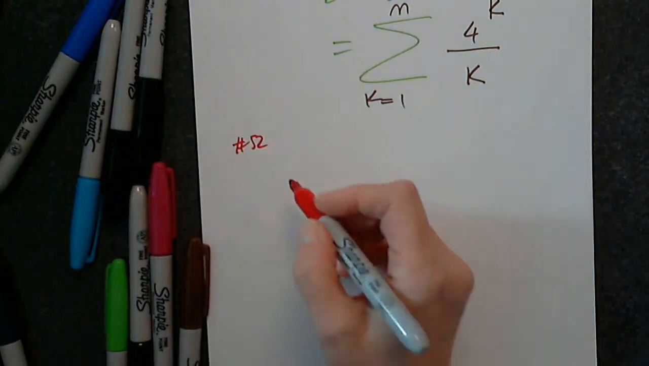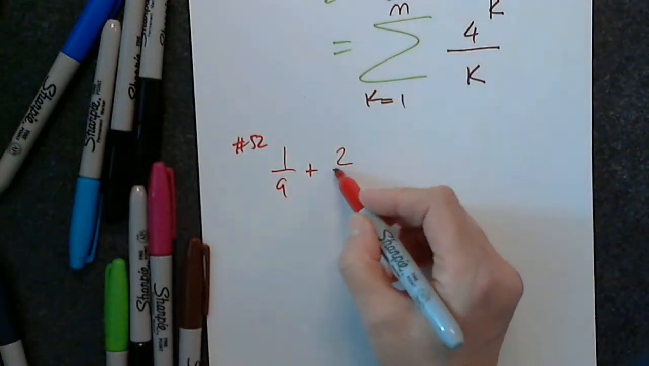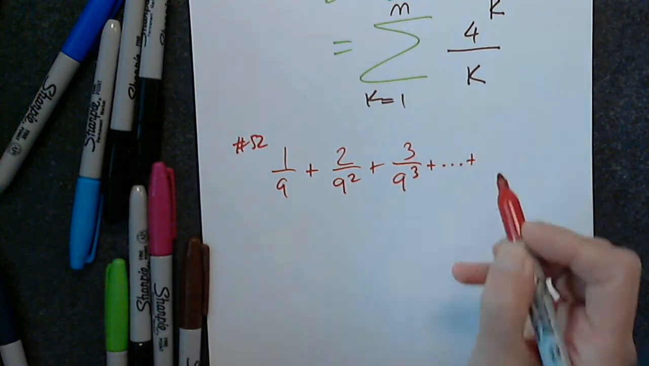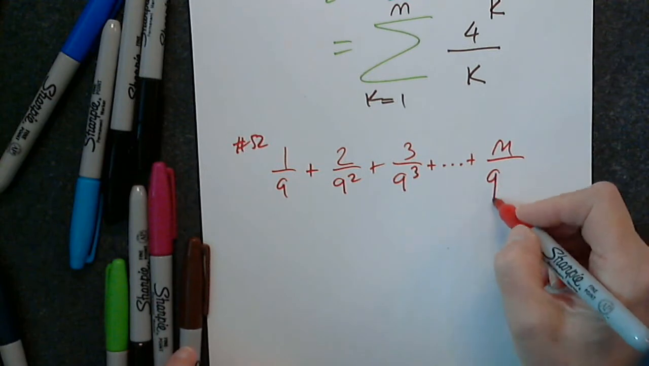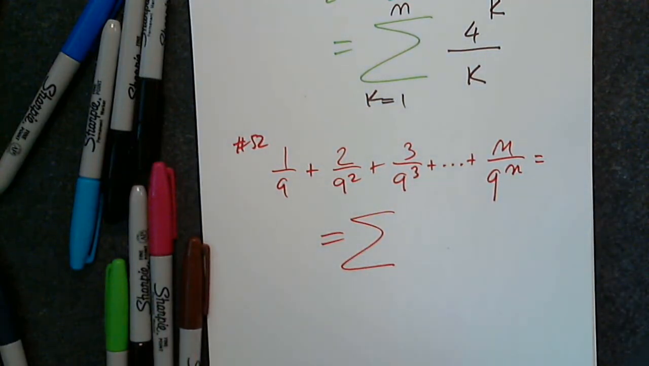That's why we practice. 1 over 9 plus 2 over 9 squared plus 3 over 9 cubed plus dot, dot, dot plus n over 9 to the nth. Oh, this is the third example. Now this should be a little bit easier now.